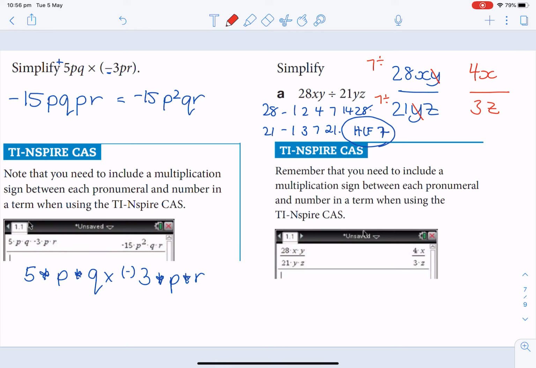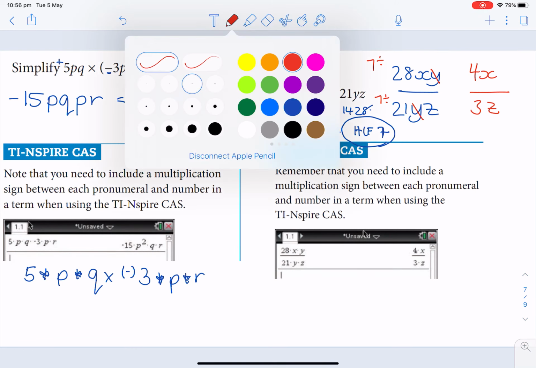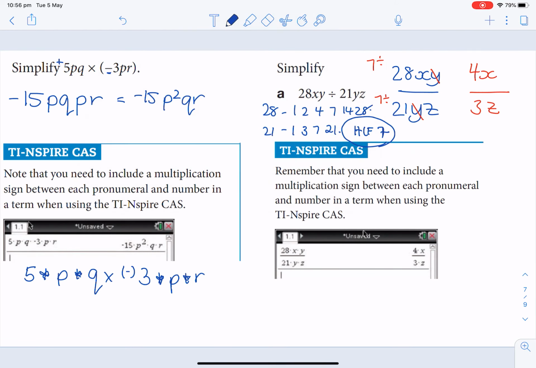Now, if you glance down at the bottom of the PowerPoint there, you'll see that into the CAS, it is exactly the same. It is 4x divided by 3z. Now, when entering into the CAS, you can do it one of two ways. You can do it as a fraction and put the top term, with the multiplication sign in between each of your coefficients and pronumerals, and then divide it by the second term and put the second term on the bottom of the fraction.